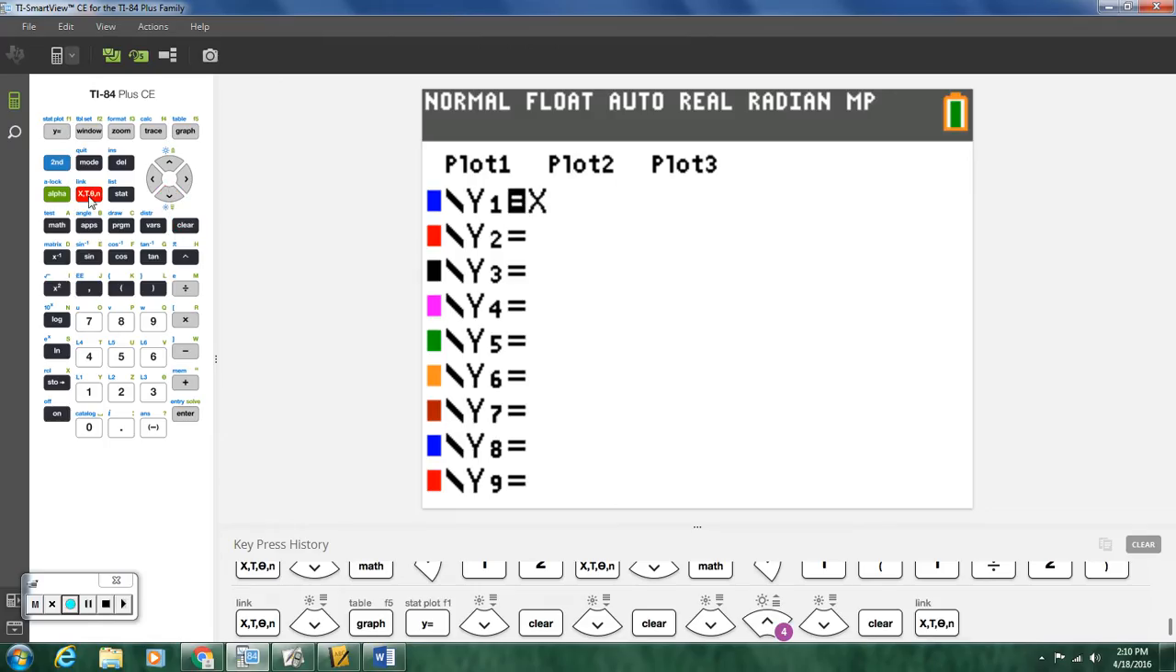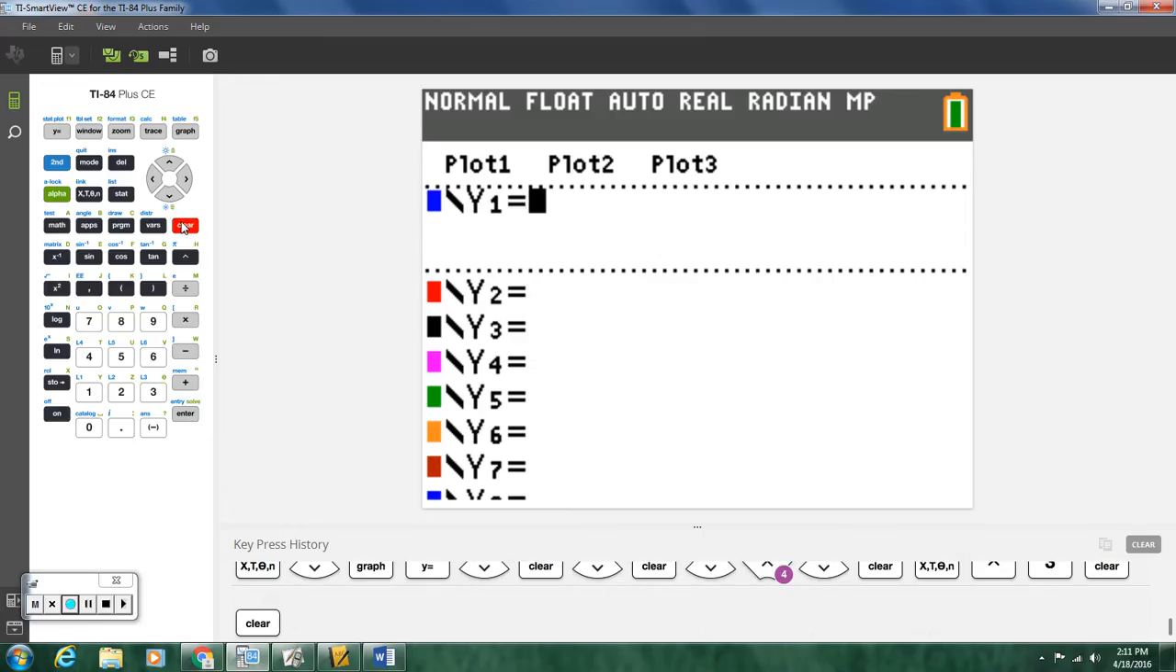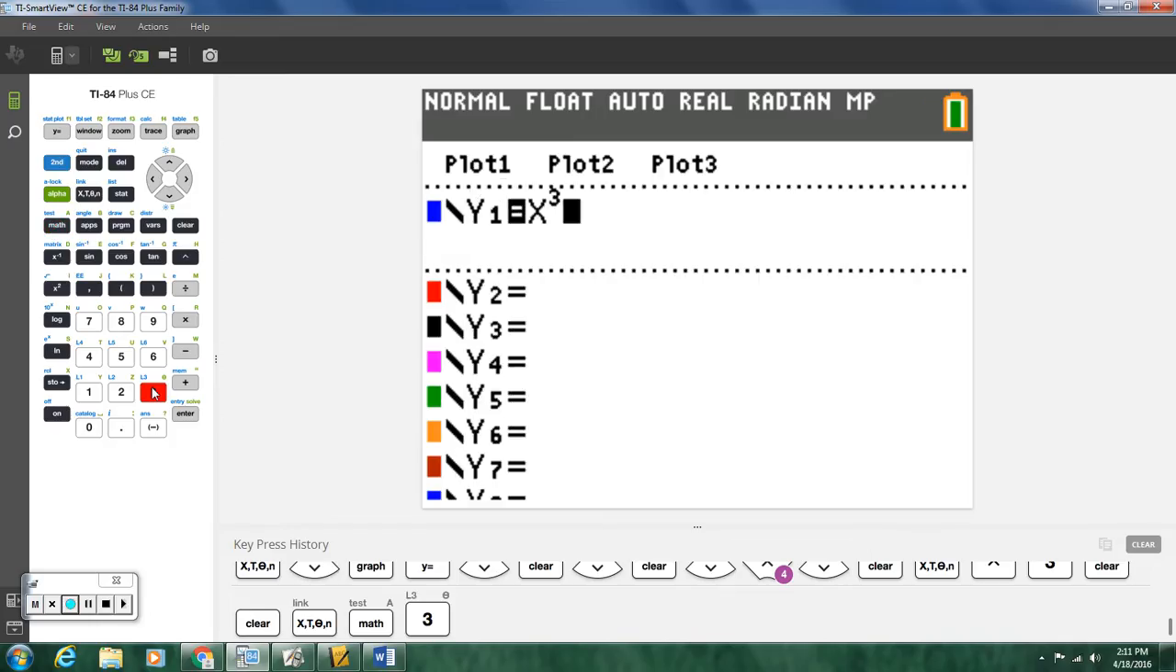Alright, so if you're going to put in the x cubed, there are 2 ways you can do it. You can do x to the 3rd, or you can say x and go to math, and then number 3 is also to the 3rd power. Either way you want to do it. Same thing. You can go x and use the caret button, the "to the" button, and put your exponent up there, or you can go to the math function. So you've got your x to the 3rd.